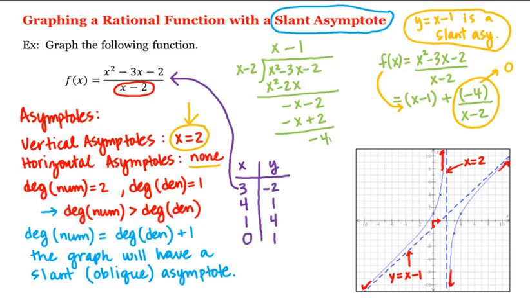And here are the points that we found. x equal to 3, y equal to negative 2 is here. x equal to 4, y equal to 1 is here. x equal to 1, y equal to 4 is here. And x equal to 0, y equal to 1 is here.